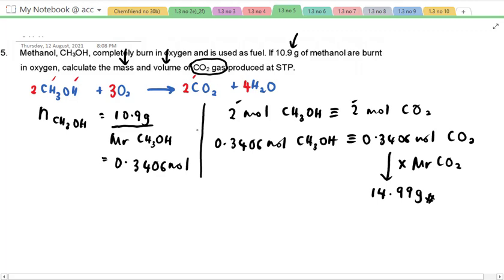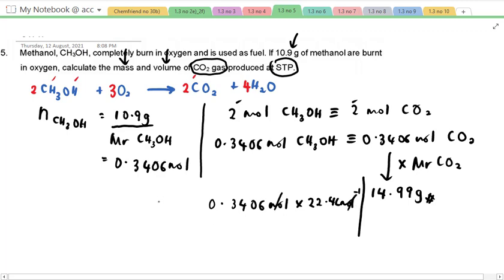How about the volume? The volume is produced at STP. So from the mole, what do we do, class? 0.3406 mole, you multiply with how many liters at STP: 22.4 liter per mole. Okay, 22.4 liter per mole. You cancel off mole and mole, negative 1.